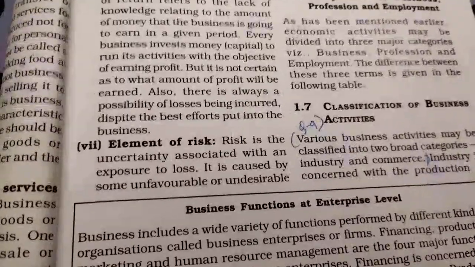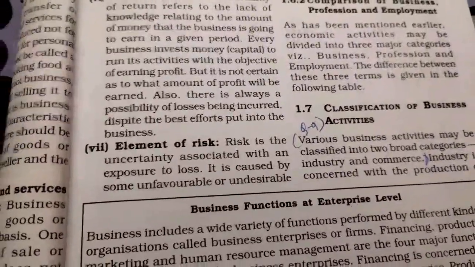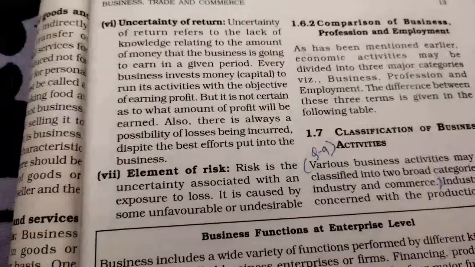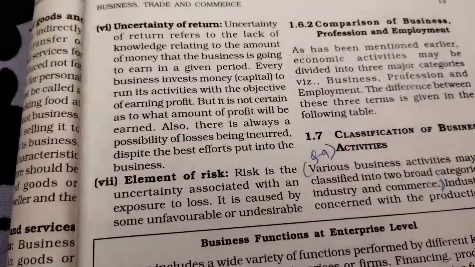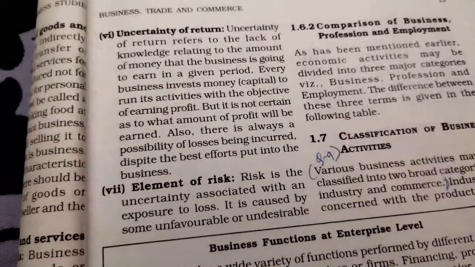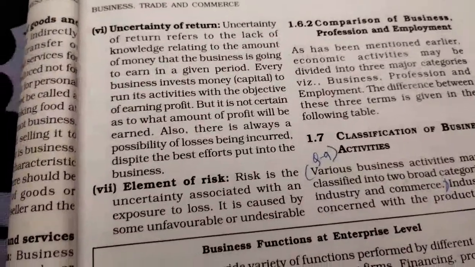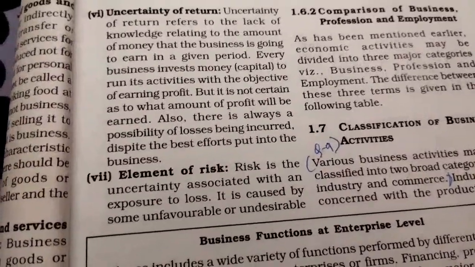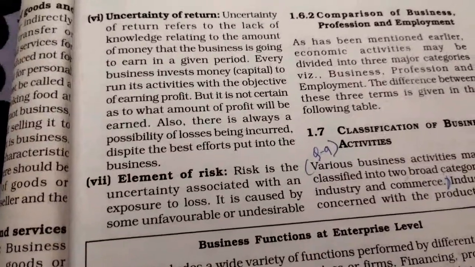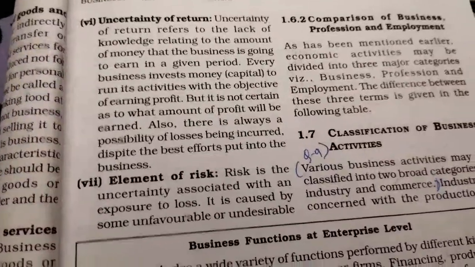I hope you have understood the characteristics of business activities. It's very important. So first was economic activity, second production and procurement of goods and services, third was sale or exchange of goods and services, fourth was dealings in goods and services on a regular basis, fifth was profit earning, sixth is uncertainty of return, seventh is element of risk.